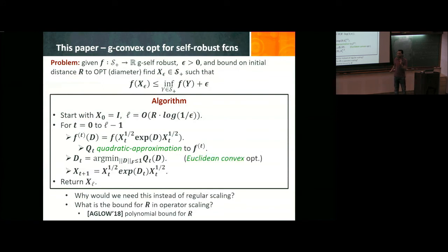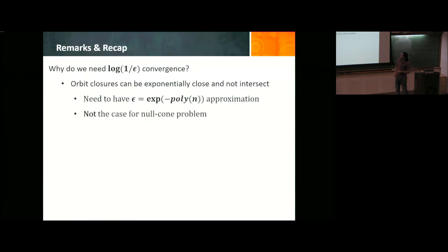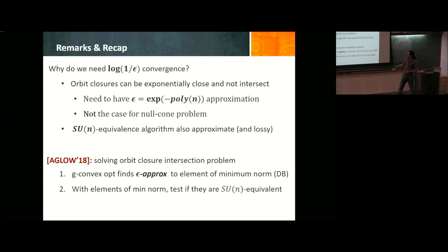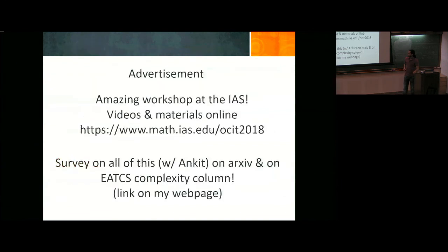Now, you have to ask, well, what is this bound R for operator scaling? If I start at a good point, how far am I from doubly stochastic? Then we have to show that there's a polynomial bound for this R. So I'm never too far from the optimum scaling; I'm always polynomially far away, okay? So again, why do we need this log 1 over epsilon convergence? Because we have to get exponential approximation. And to solve this orbit closure intersection problem, I showed you how we can find this element of minimum norm, and then we're only left with checking if two things are rotationally equivalent, right? If these two elements of minimum norm are rotationally equivalent, which we can test, okay?